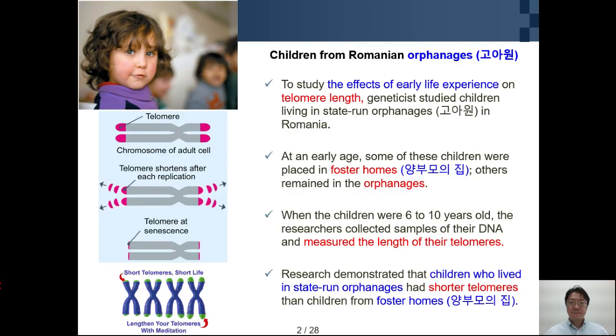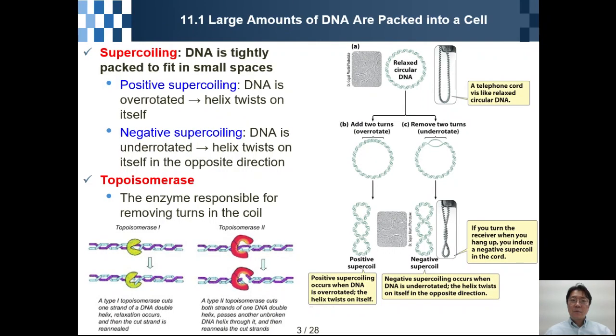Okay. So in this slide, I will explain the first subject: a large amount of DNA is packed into a cell. How can it happen? What is the answer? The answer is supercoiling. Due to supercoiling, DNA can be tightly packed to fit in a small space. There are two types of supercoiling. The first one is positive supercoiling. The second one is negative supercoiling.